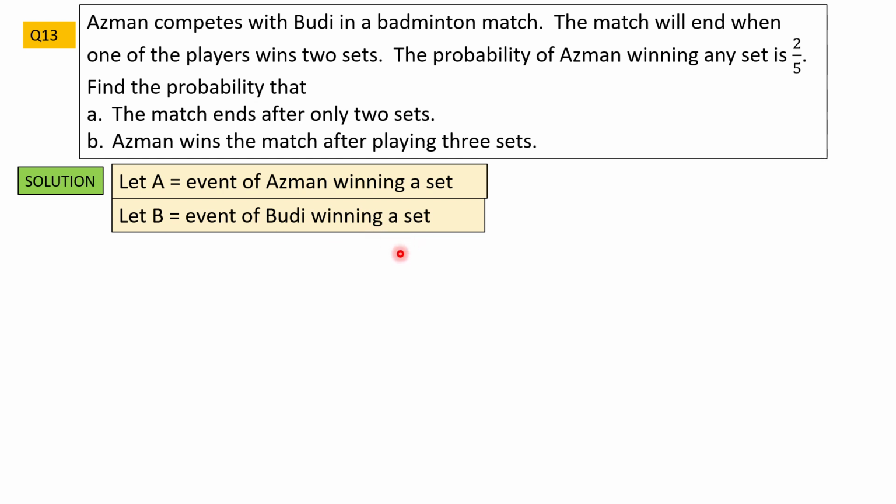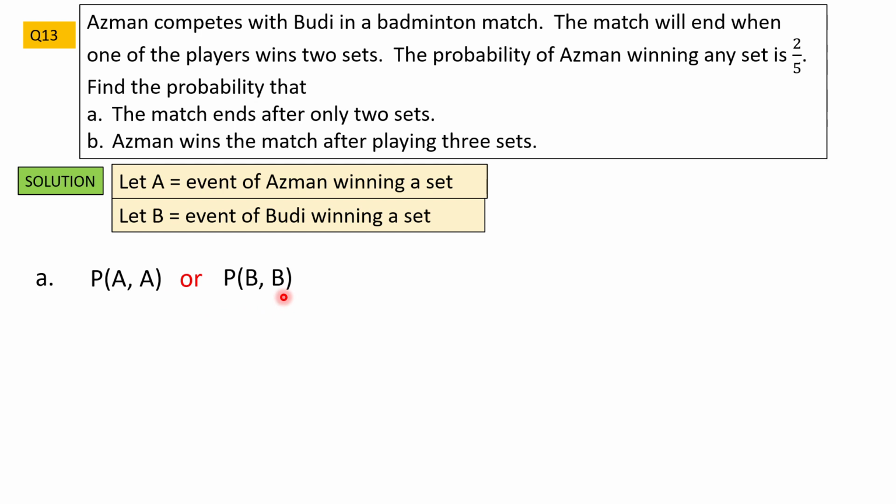Okay, so the first question, find the probability that the match ends after only 2 sets. That means it has to be Azman wins the first set and then Azman again wins the second set, or it can be Budi wins the first set, and again he wins the second set.